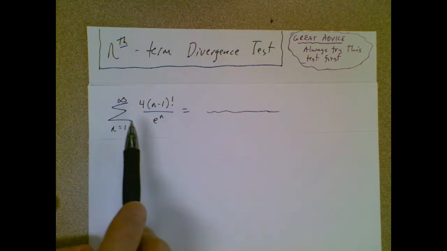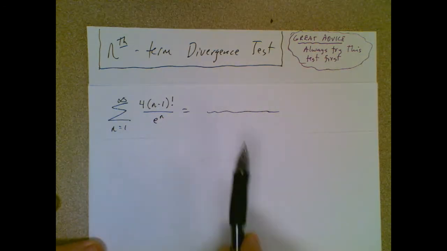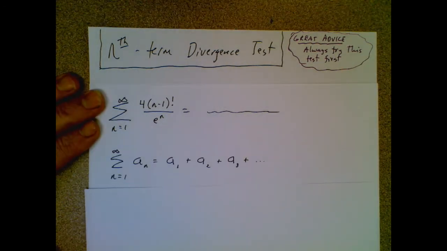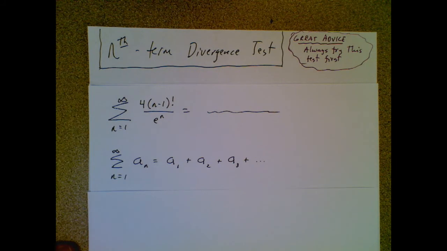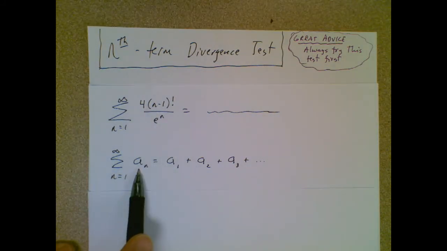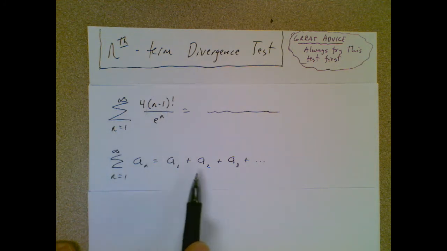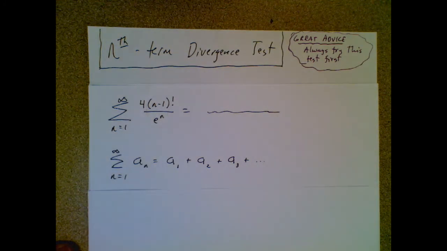So, some terminology before we move forward. A reminder, when you have a series like this, if you want to think about it in symbolism notation, this part right here is a sub n, and as I plug in different n values, I get a first term, a second term, and a third term, and so on. So keep that in mind as we look at this rule.